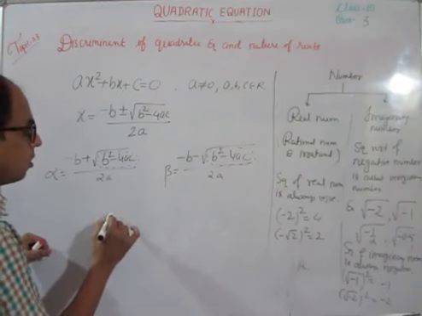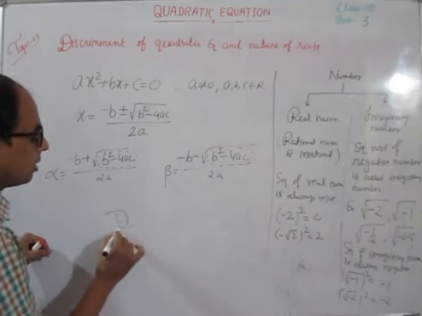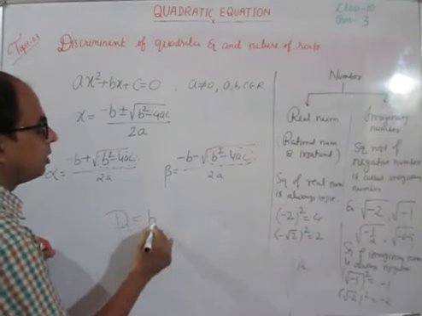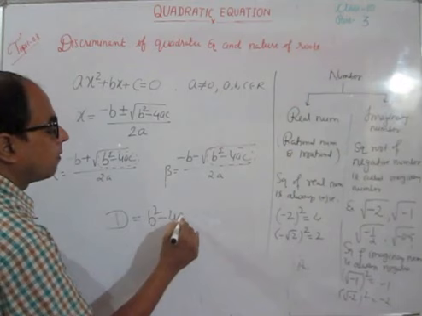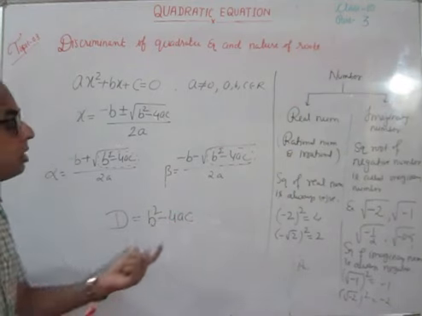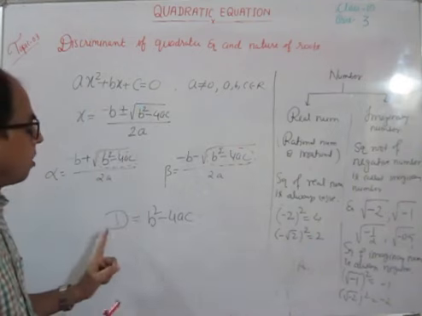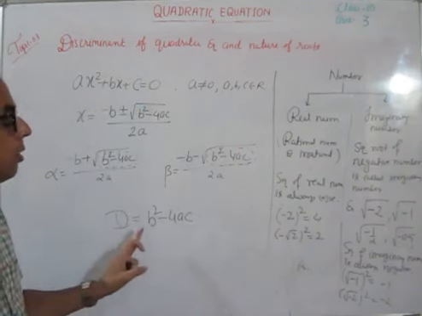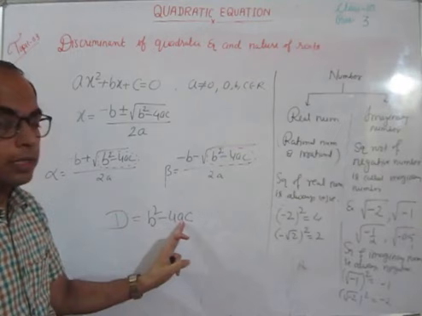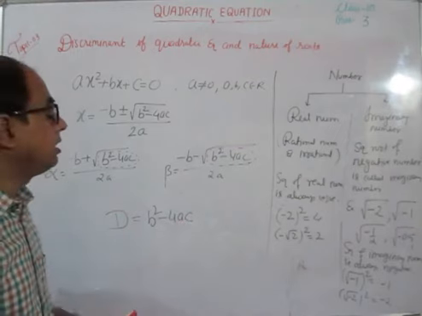So the discriminant is equal to b square minus 4ac. The value of this expression is called the discriminant of this quadratic equation. So the formula for the discriminant of a quadratic equation is b square minus 4ac.